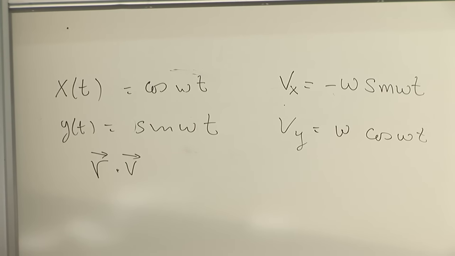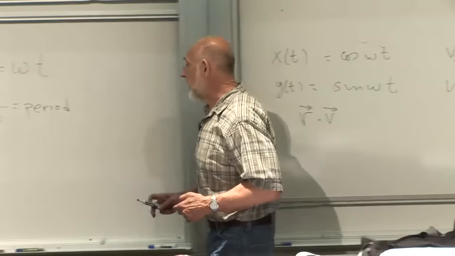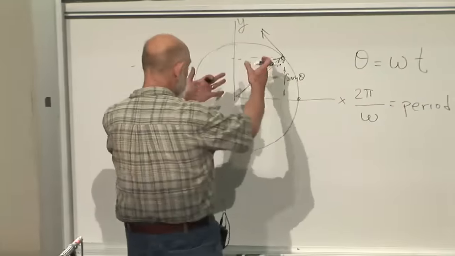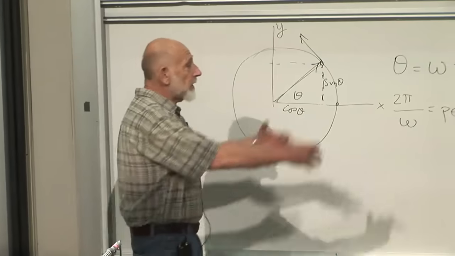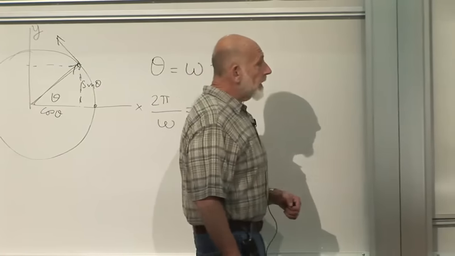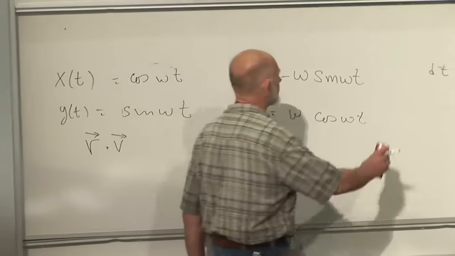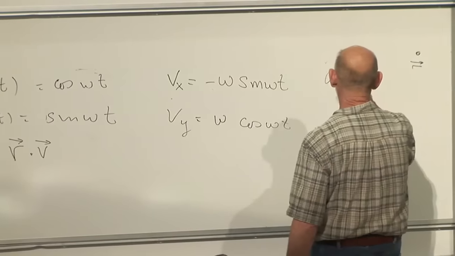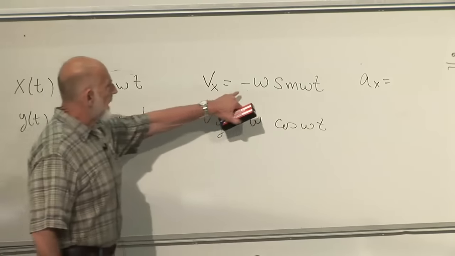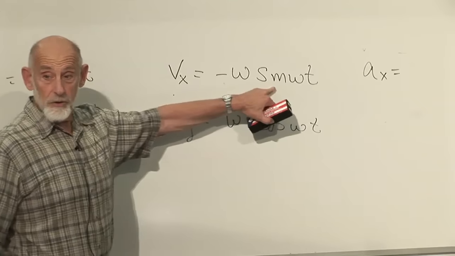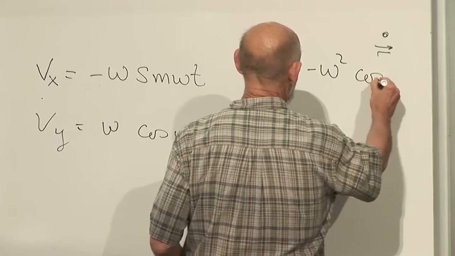What does it tell you that the dot product of two vectors is zero? It tells you that they're perpendicular. Okay? So intuitively, it's obvious that the velocity and position are perpendicular to each other. But here's the calculation that proves it. Okay. Let's go another step and calculate the acceleration. The acceleration is another derivative. All right, so what's the derivative of minus omega sine omega t? Well, it's minus omega times the derivative of the sine, which is another factor of omega and a cosine. So this would give us minus omega squared cosine omega t.